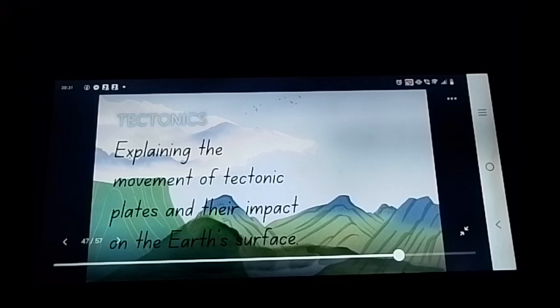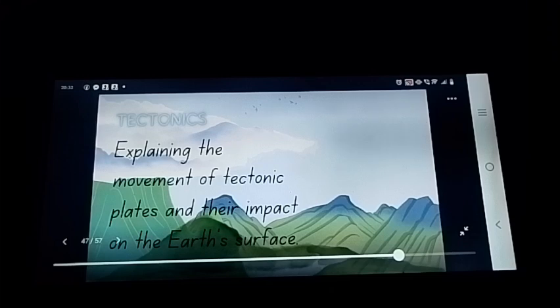Here is how the movement of tectonic plates impacts the Earth's surface. So first is plate boundaries. The edges of these plates, called the plate boundaries, are where most of the Earth's geological activity occurs. So here are the types of plate boundaries: divergent boundaries, convergent boundaries, and transform boundaries. So now to earthquakes. The movement of tectonic plates can cause earthquakes, especially at plate boundaries, where the plates are grinding past each other.